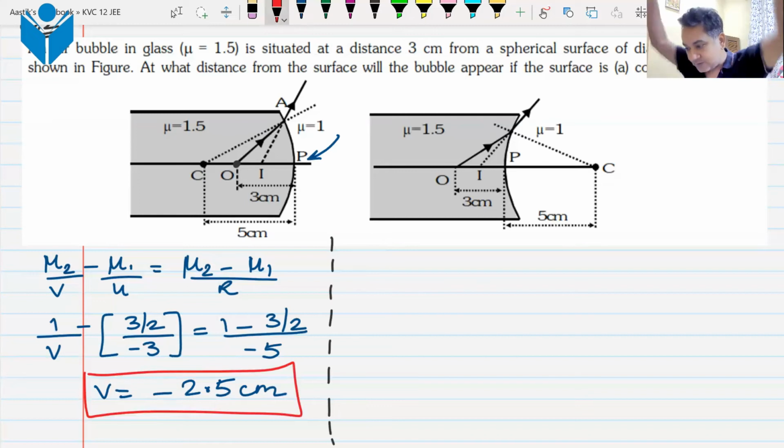How many of you got this? Please raise your hands. Congratulations. Welcome to refraction at a curved surface. Let us now move on to the second one.